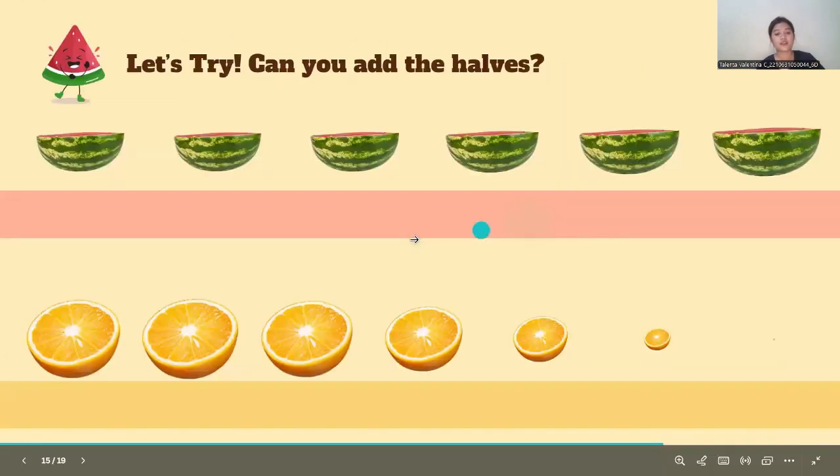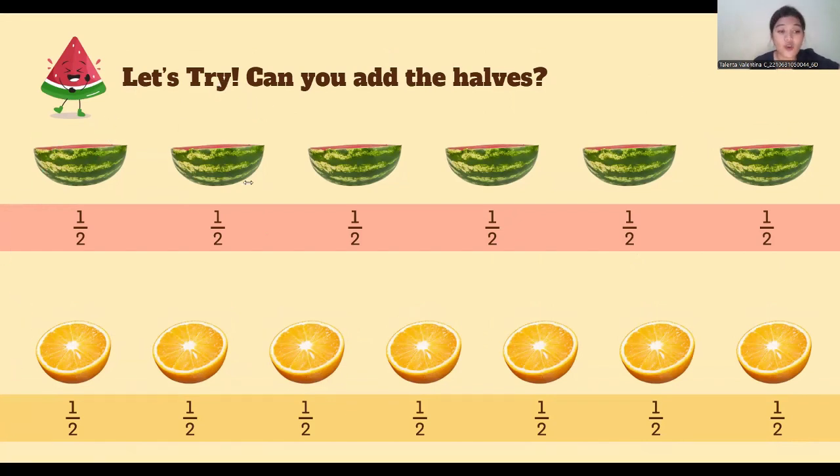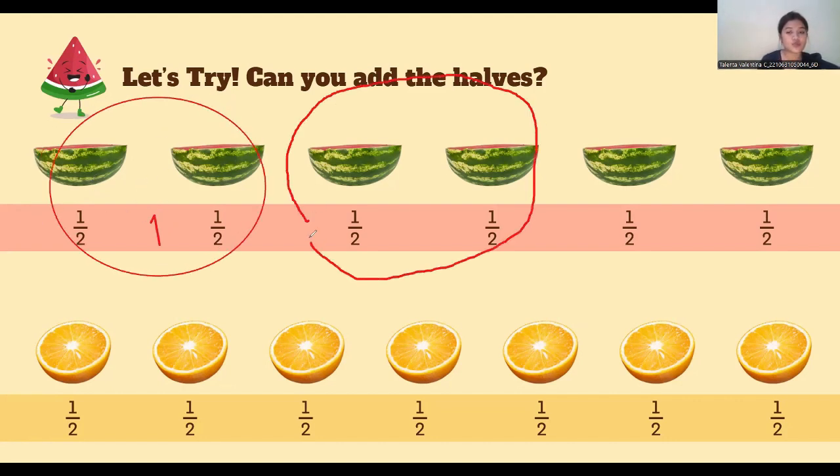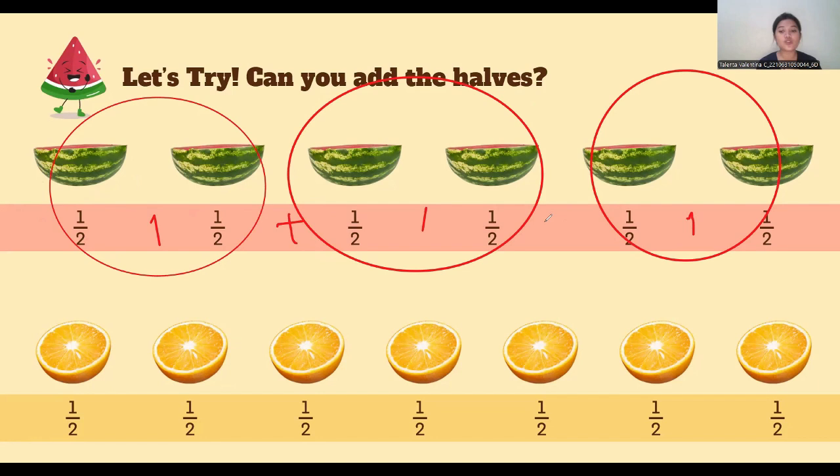Next is the question about adding and subtraction. The first one is the watermelon. 6 halves of watermelon. First, we can make 2 halves into one whole. This one, and this 2 is 1, this 2 is 1. So we can add: 1 plus 1 is 2, 2 plus 1 is 3. So the watermelon has 3 wholes.